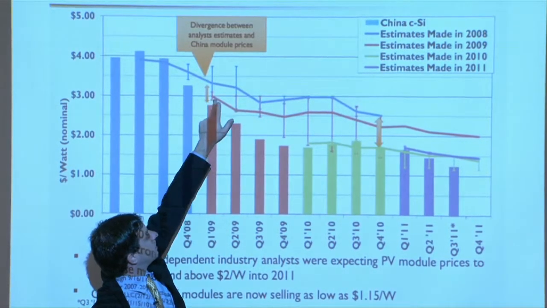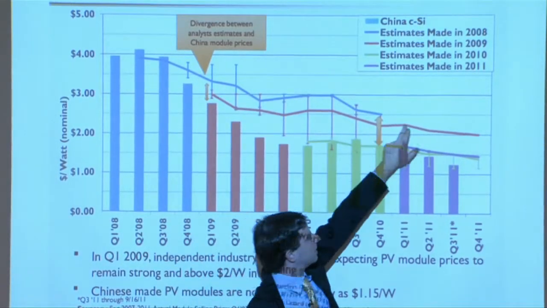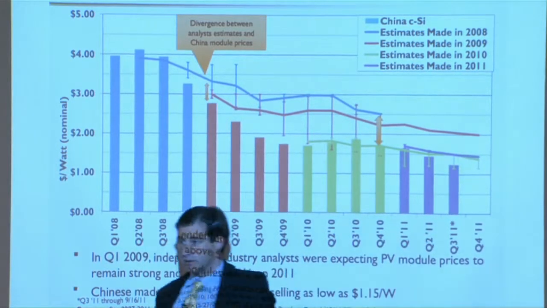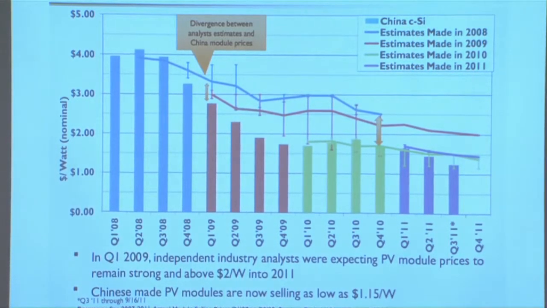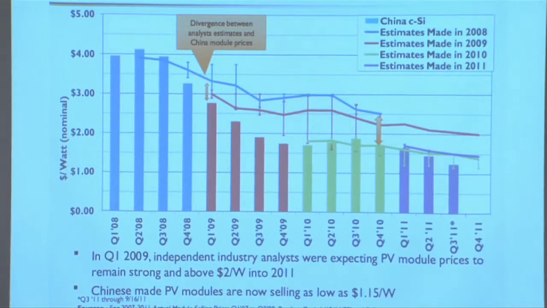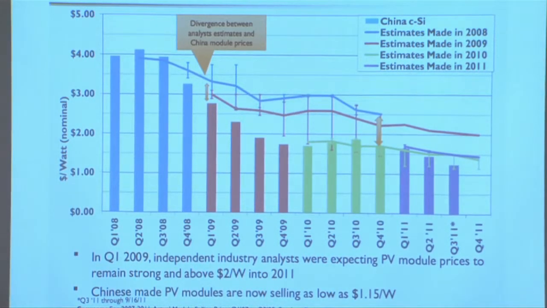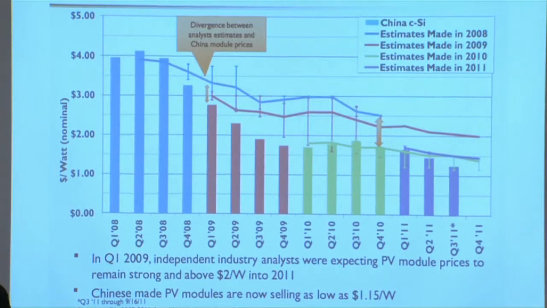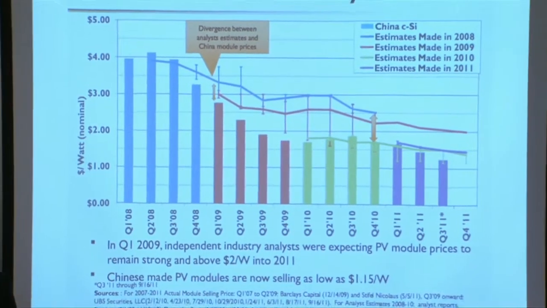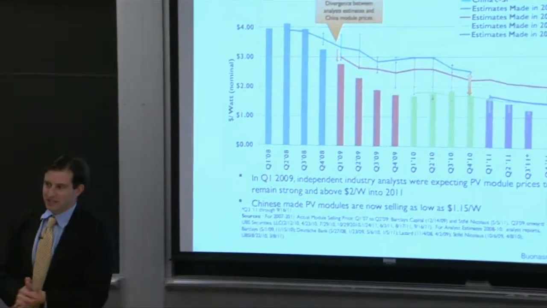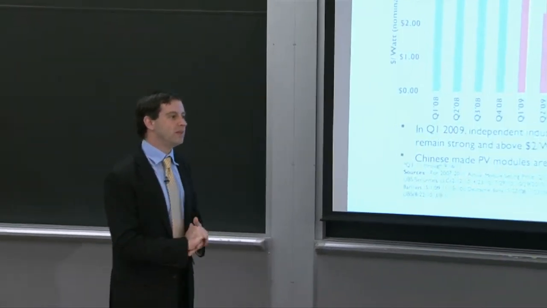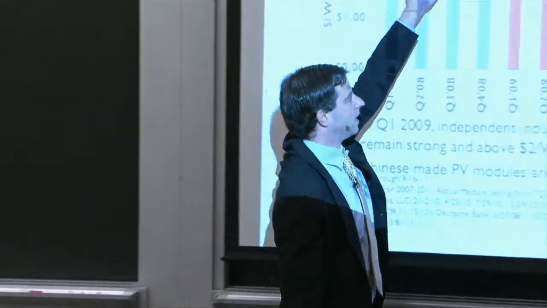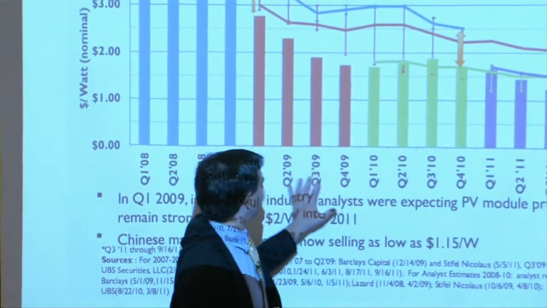Again, here we have the analysts' estimates for what the price is going to be moving forward to the end of 2011. And you can see that the analysts' estimates are always above the actual prices over the last 3 years, which means that the actual prices have fallen faster than the analysts expected. Maybe there were some smart people in the actual industry who saw this coming. But what this means is the prices have come down a lot faster than what people expected.